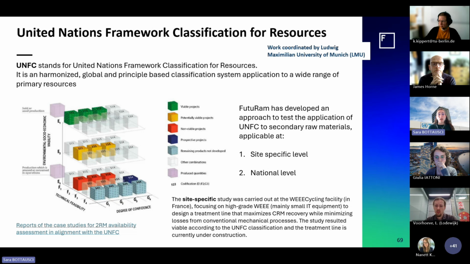The project has developed different UNFC case studies at both site-specific but also at national level. And for the e-waste, the site-specific case study was carried out by WEEE, which is a company in France. But we will not go into more detail on this. If you are interested in knowing more, you are more than welcome to check the link in the slide that is part of the Zenodo repository that was also shared in the chat.